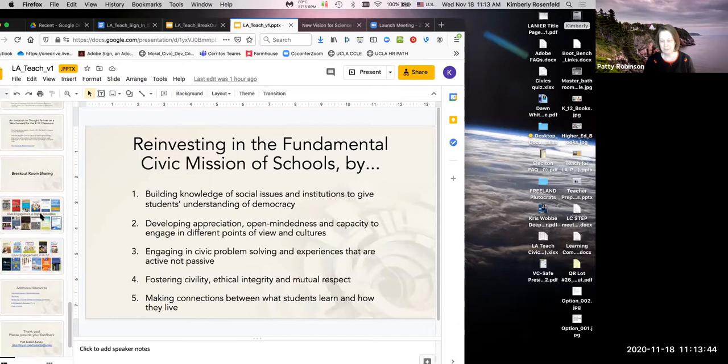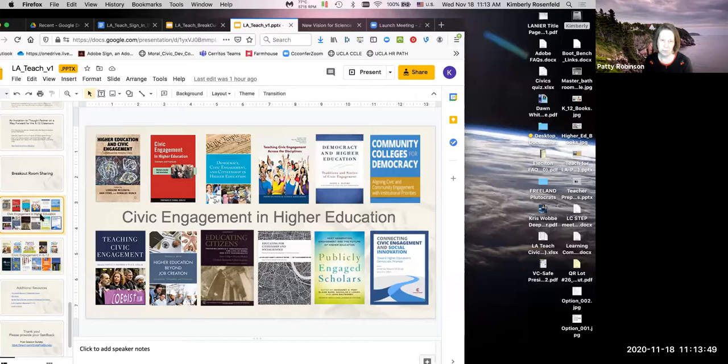And with that, I wanted to share some texts with you. There is no shortage of books out there on civic engagement, and I pulled out some of my favorites with regard to civic engagement in higher education. I actually have all of these. I purchased them off of Amazon, except the Community College and Democracy one, far over to the right. That one is available online through Campus Compact. It just came out about a month ago, and it has some very current articles looking at civic engagement in community colleges.